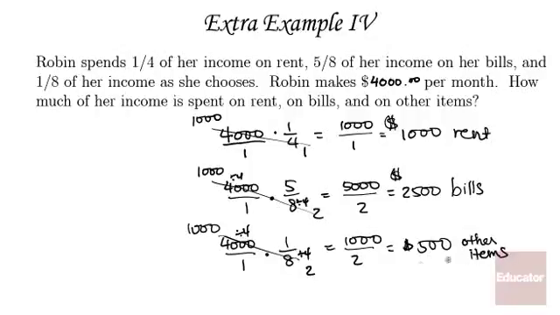Let's check our answer to make sure that we've done this problem correctly. If so, we should have a total of $4,000. So we have 0, 0, 5 plus 5 is 10, carry 1, 1, 2, 3, 4, 4,000. So that's the breakup of her monthly income.